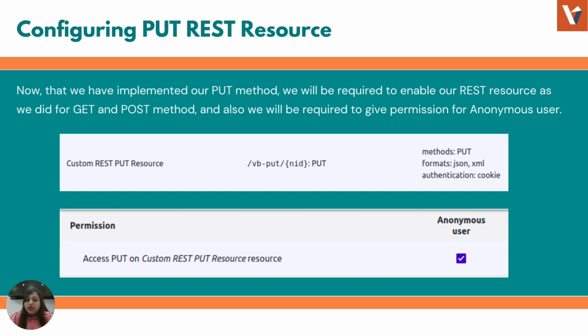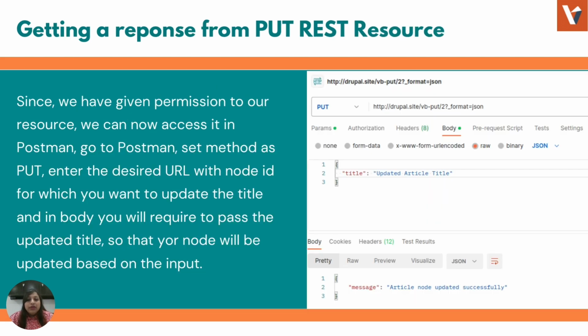Again, as it is requesting something, we will require to get the response in Postman. So we will be giving it the permission for anonymous user. Once we have given the permission, we come to our Postman window. We have selected method as put. We have entered the URL with the node ID. As I stated, I have entered the node ID as 2. So my system will look for node ID 2.